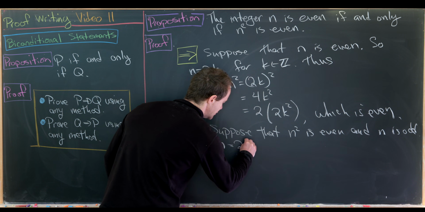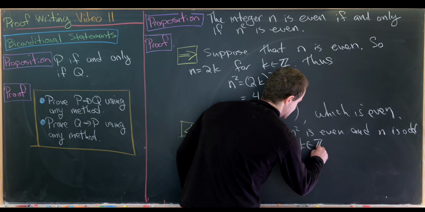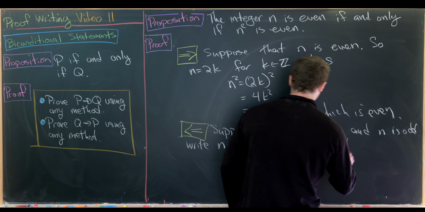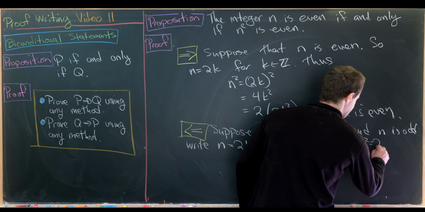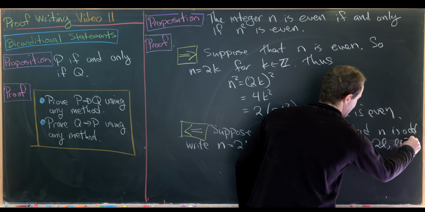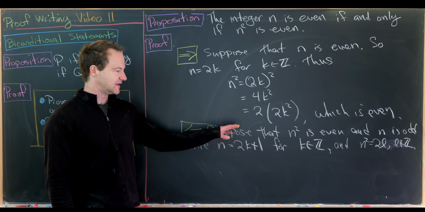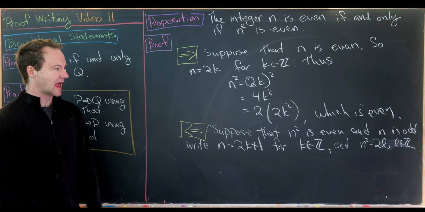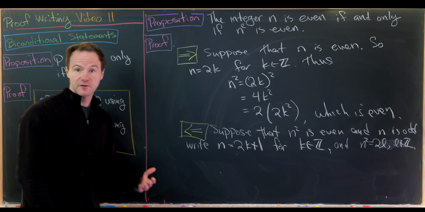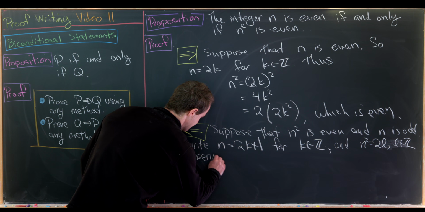So now let's write n as 2k plus 1 for some integer k. And we'll simultaneously write n squared as 2 times maybe l for some integer l. Okay, so we're able to do that by the assumption that n squared is even and n is odd. So now from there, let's do our calculation. So let's put a heading on that like observe.